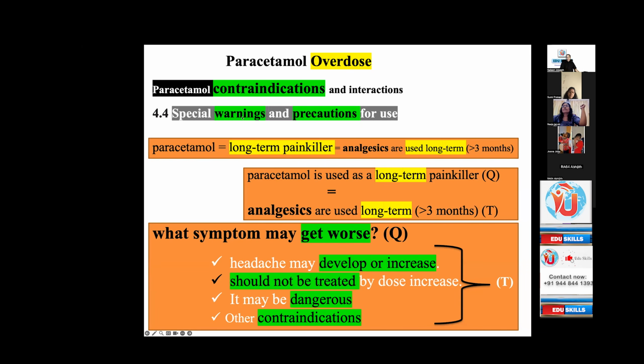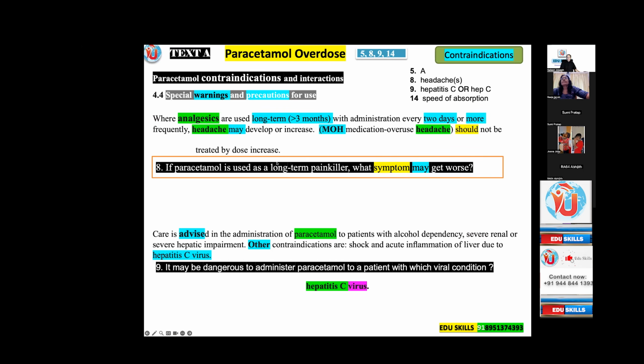That tells you these are the warnings and precautions. Subheading says whatever is given below are the warnings or precautions. So should not be treated by dose increase. It may be dangerous. It is a precaution or a warning. Other contraindications. Beware of other contraindications. Again, warning. Same thing I want to highlight. Again, you see how the questions: headache may develop or increase. Symptom may get worse. Okay, headache may develop or increase.